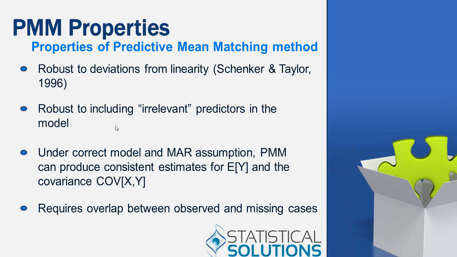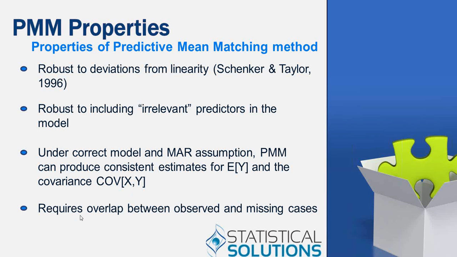It's also robust to including irrelevant predictors or irrelevant covariates in the model. So if you have an irrelevant covariate that you might have just put in there out of interest, it's not going to mess up your model or your imputations. Also, assuming the correct model and the missing at random assumption, predictive mean matching can produce quite consistent estimates for the expected value of the outcome, as well as the covariance for X and Y.